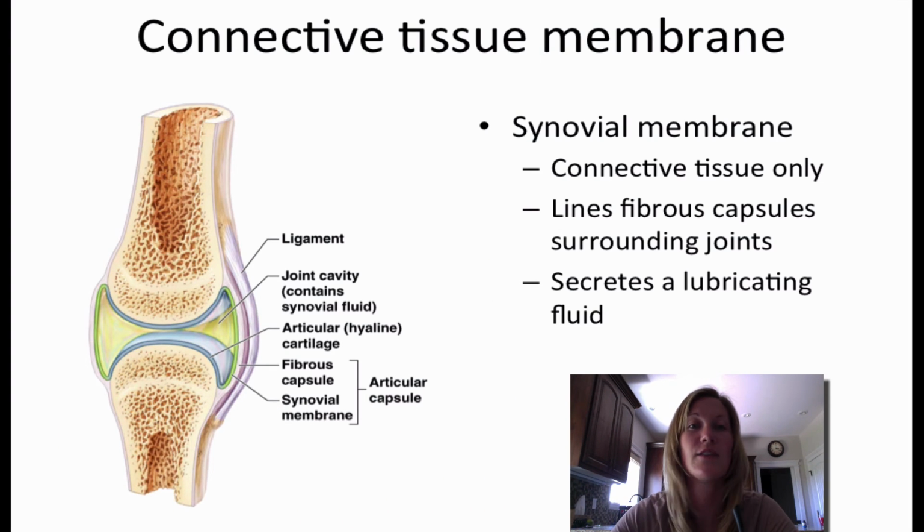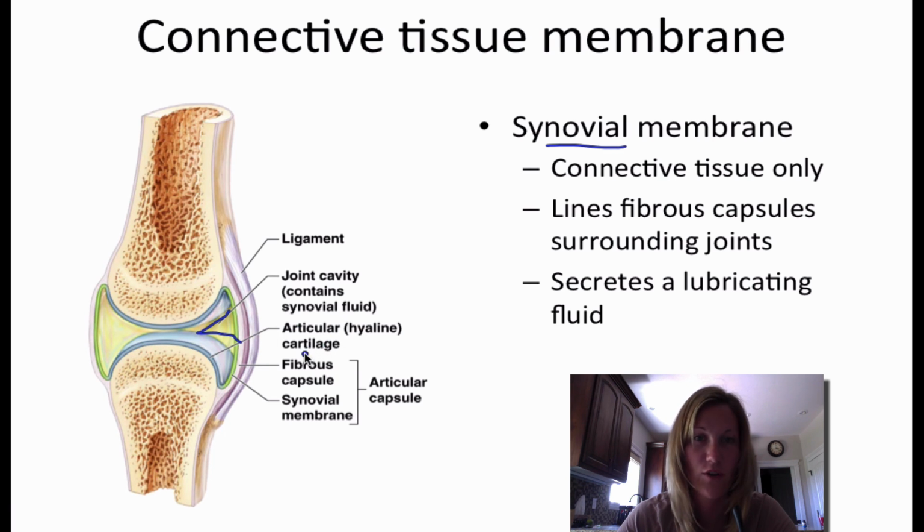Okay, then we get into the connective tissue membrane. So the connective tissue membrane is the synovial membrane. It contains connective tissue only. It'll line fibrous capsules surrounding joints, and it also secretes a lubricating fluid. So an example here is this joint right here. So we have the synovial fluid right here.